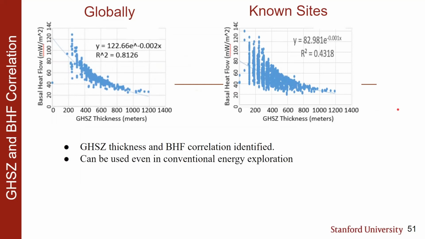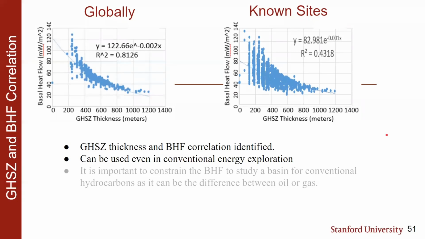Basically, what we propose is that this can be used for conventional energy exploration. This is because it is important to constrain the basal heat flow to study a basin for conventional hydrocarbons, because this can determine the difference between oil or gas generation. And typically in basin petroleum system modeling, what I found discussing this with experts and in my own experience is that basal heat flow tends to be one of the greatest unknowns when we're building these models and studying these basins.